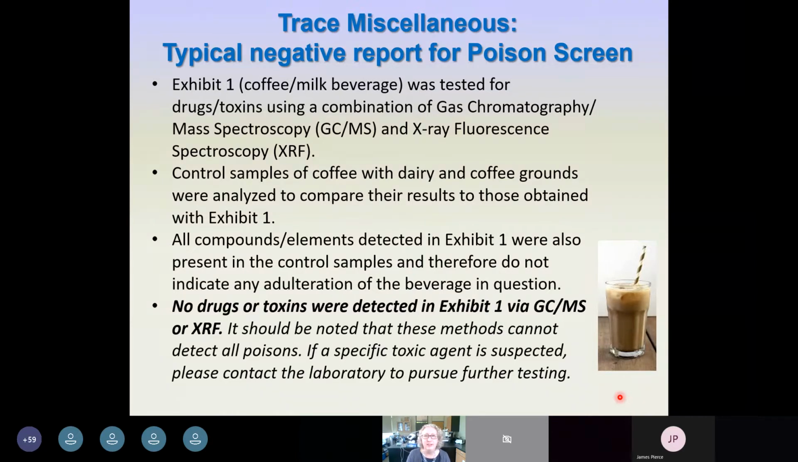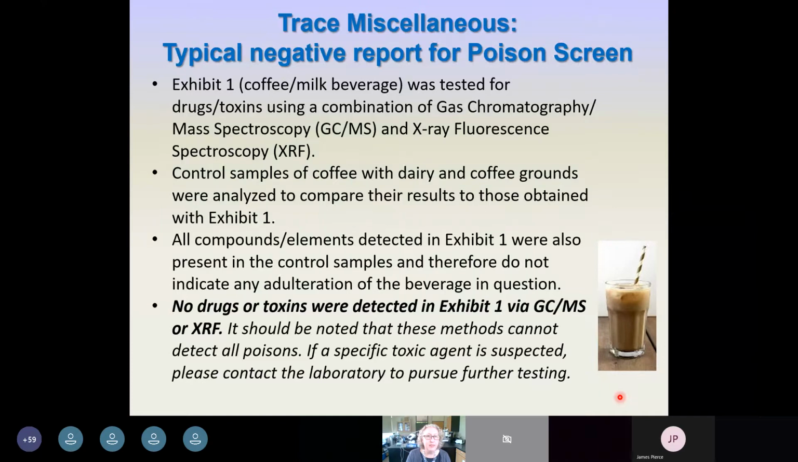It definitely had coffee in it. That was given information, and then it was described as a latte. So I'm assuming there's dairy. I could be wrong. And then I run those as my controls to try to do that comparison of what is in this sample normally, and is there anything different in this tampered beverage.